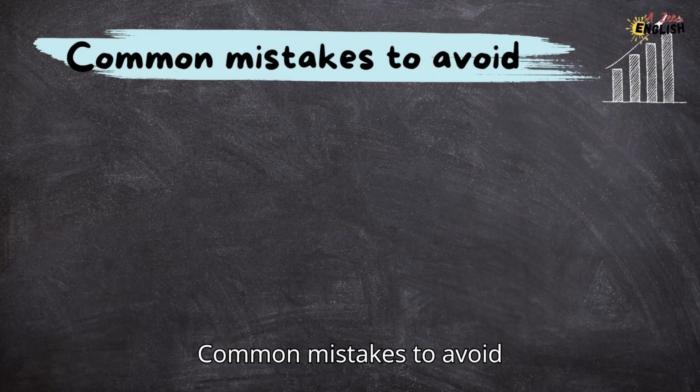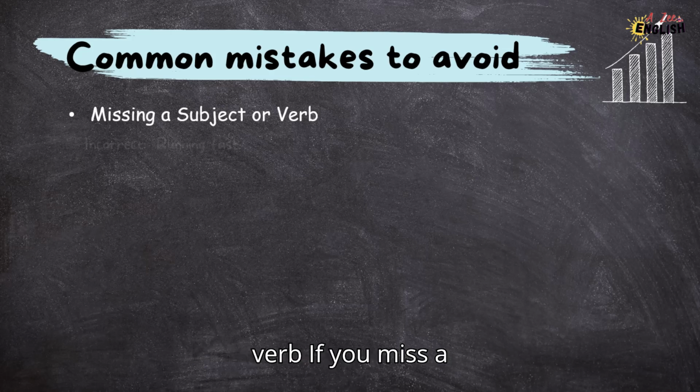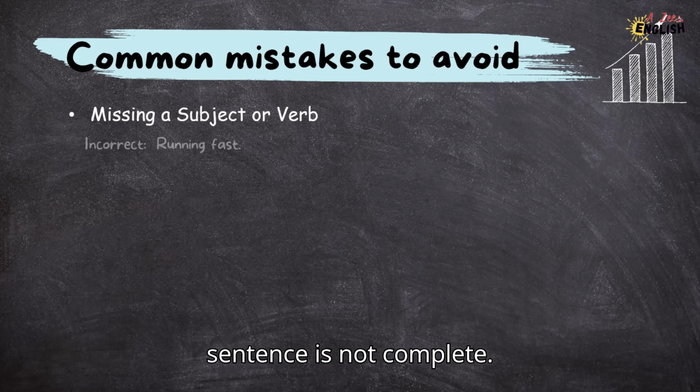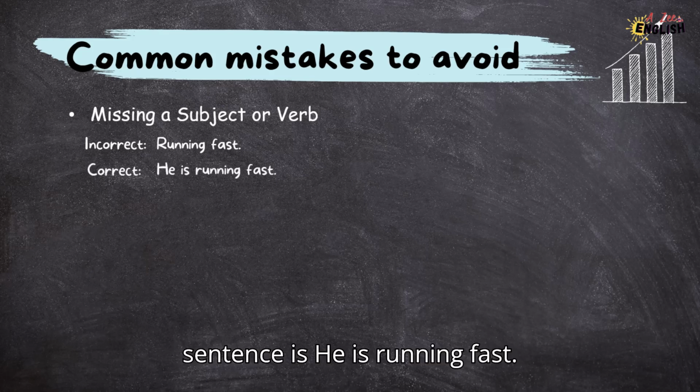Common mistakes to avoid. Let's address some common mistakes. Missing a subject or verb. If you miss a subject or a verb, the sentence is not complete. For example, running fast. Here there is no subject, so it is incorrect. The correct sentence is he is running fast.